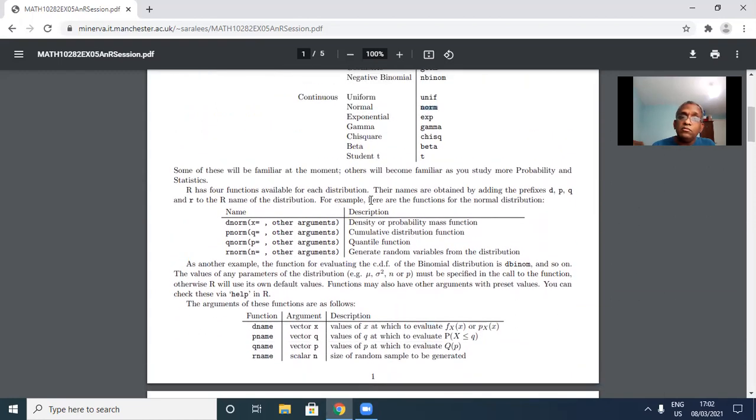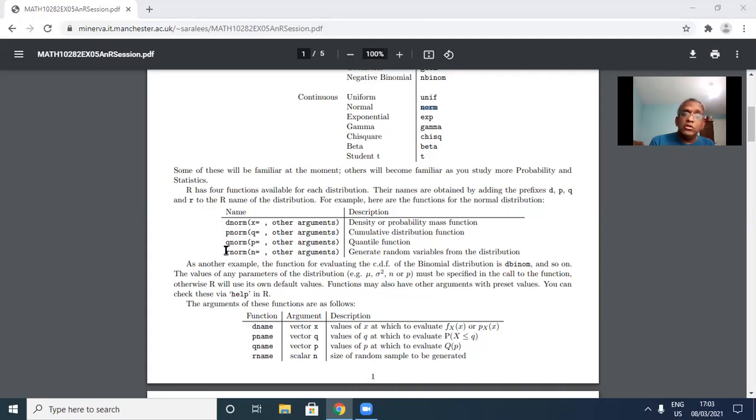Now, for every distribution, R can compute the density, the probabilities of the CDF, the quantiles, and the random numbers. So these are the four. The DPQR is a common thing in R. For example, d followed by the name of the distribution will compute the density, for example dnorm. p followed by the name will compute the CDF or the probabilities. q followed by the name will compute the quantiles of the distribution. r followed by the name will compute the random numbers of the distribution.